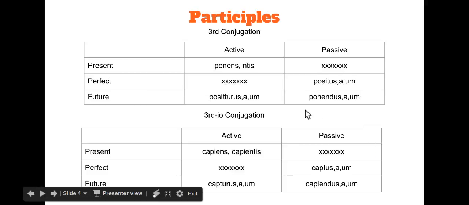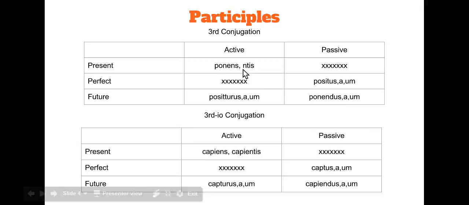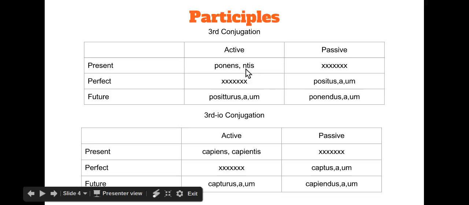So now the participles. Remember the present active participles, you use that stem vowel, and then it ends in entis, and this declines like a third declension adjective. The entis is the genitive singular. And then everything else here is the same. Fourth principal part here for the passive infinitive, perfect passive infinitive.